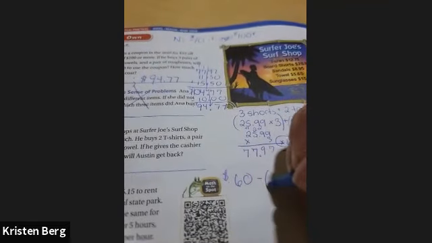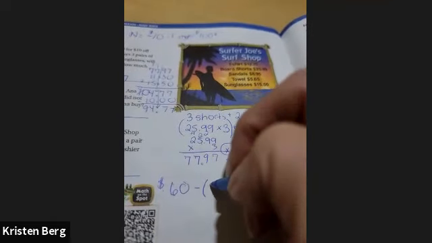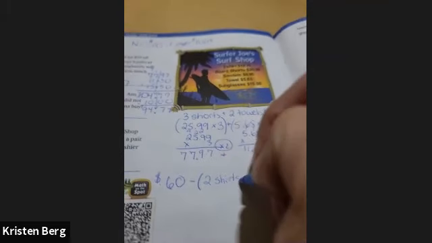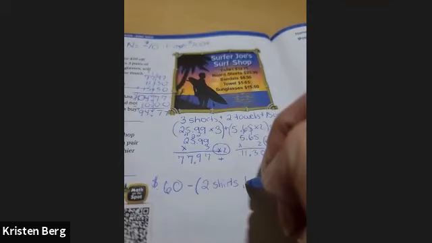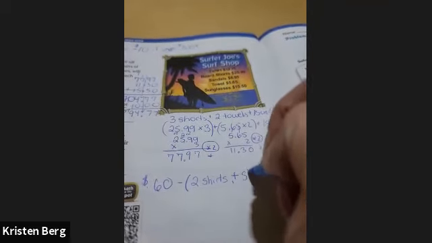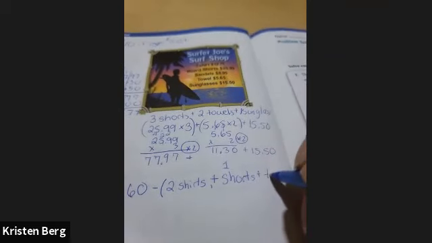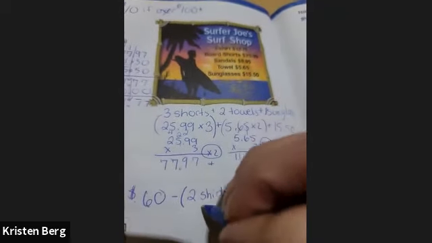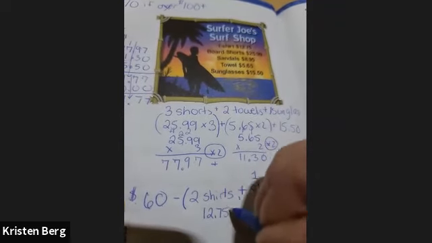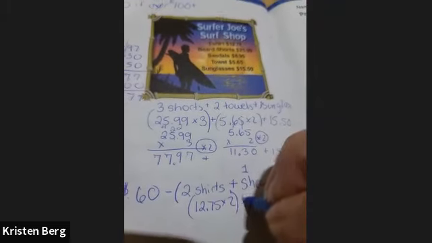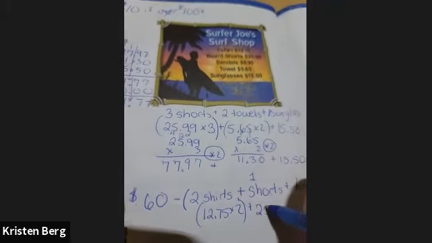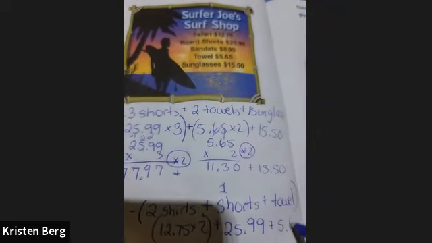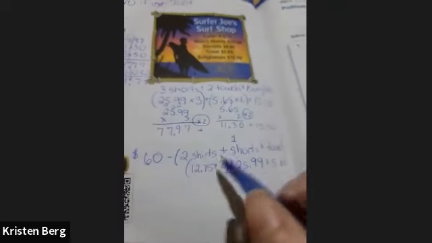Now he is going to take off what he buys. So we're going to subtract off how much he buys. Well, he bought 2 shirts, he bought a pair of shorts, just 1 pair, and then plus a towel. All right, so now in order to solve that, a t-shirt is $12.75, but he didn't just buy 1, he bought 2. So you times that by 2 to figure that out. Plus, how much was the shorts? It was $25.99. And then how much is the towel? It is $5.65.